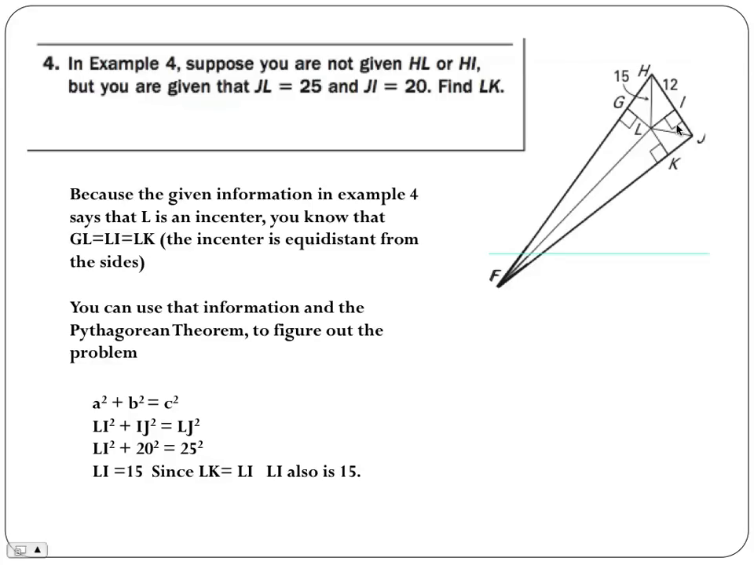They tell us that IJ or JI is 20. They tell us that JL or LJ is 25 squared, and we want to find this. So 625 minus 400, square root that to get plain old LI, and LI is going to be 15. And since LK equals LI, LK is also 15. And that's all we have for the notes.